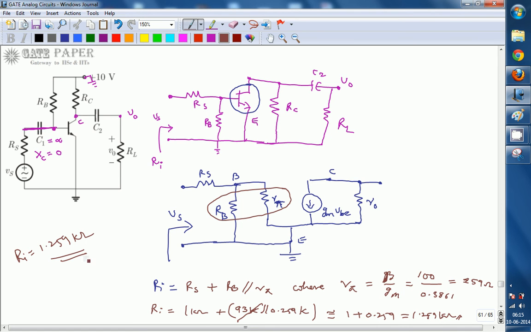Next we will consider C2. For C2 we have to draw the equivalent circuit like this.